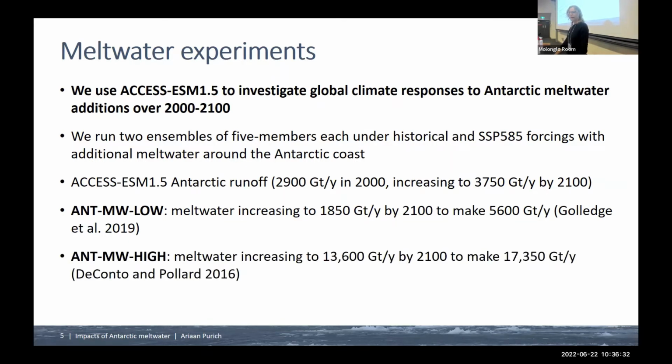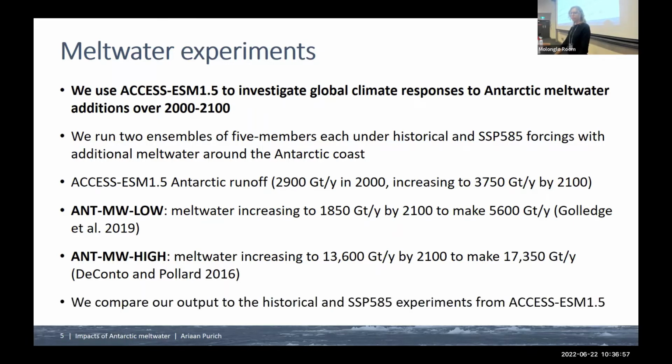study. And our second ensemble is the Antarctic meltwater high, where we linearly increase meltwater around the Antarctic margins to 13,600 gigatons per year by 2100 to make a total of 17,000 gigatons per year of fresh water entering the Southern Ocean. And so this is in line with the Golledge and Pollard projections and comparable to the Bronselaer et al. study. You can see that there's a big difference in how much additional water we're adding between our two ensembles. We compare our output to the historical and SSP 585 experiments from ACCESS-ESM 1.5. And so I'll refer to these as control, but they are control with increasing greenhouse emissions.